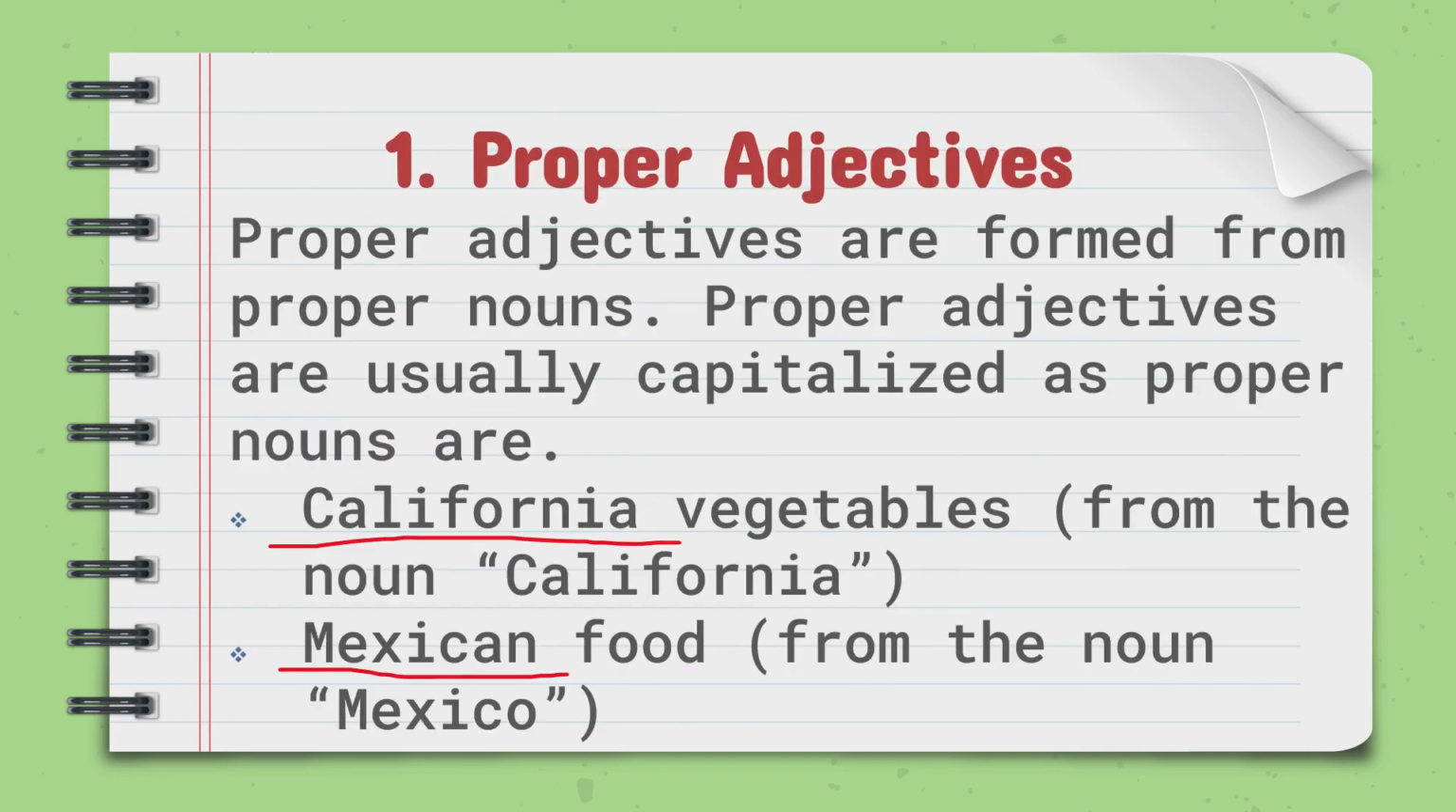Now let's take a look at its various types. We have proper adjectives first. Proper adjectives are formed from proper nouns. Proper adjectives are usually capitalized as proper nouns are.